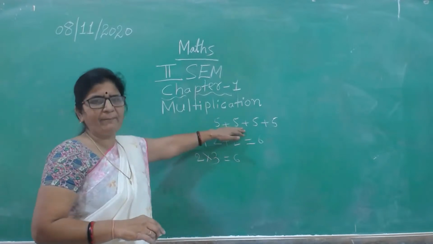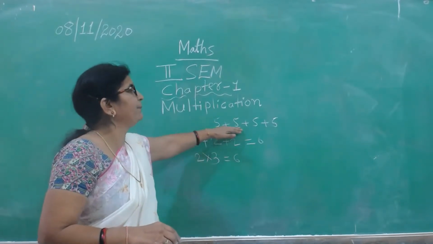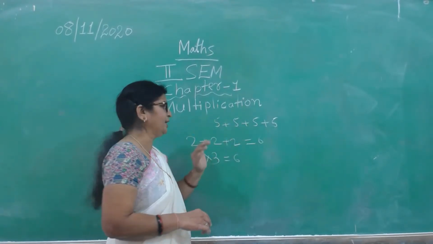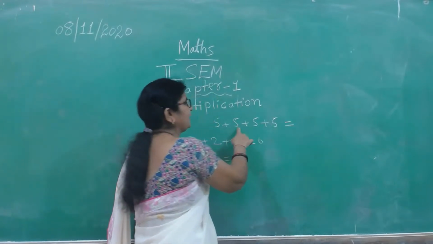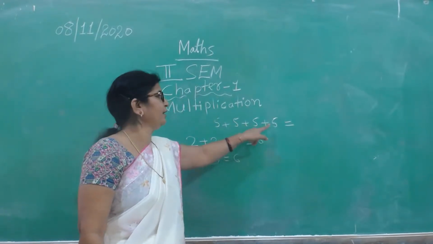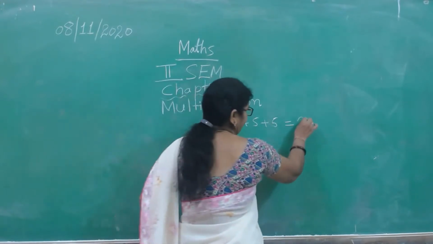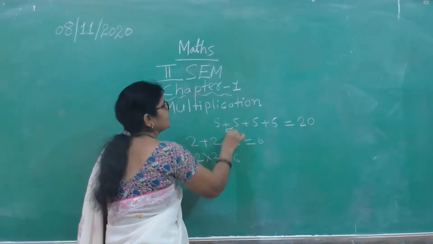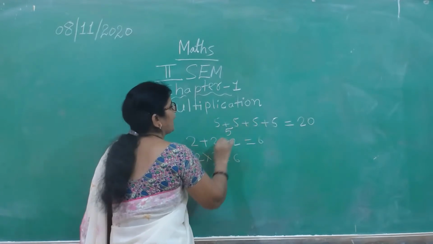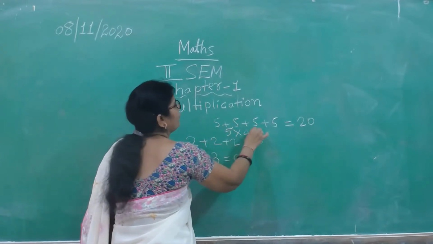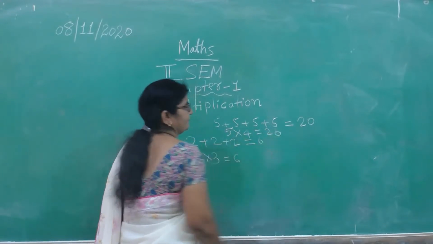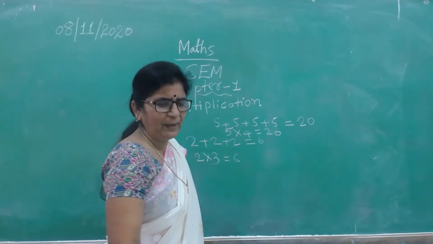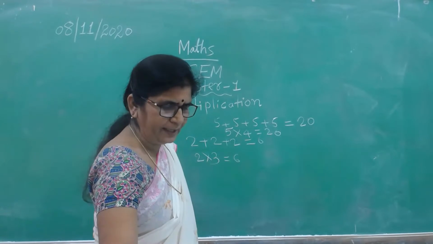Here 5, 5, 5, 5. Just I'm showing an example. This is repeated addition. Multiplication is the repeated addition. Here 5 plus 5 is 10, 10 plus 5 is 15, 15 plus 5 is 20. Now how to write this in multiplication? This 5 is there. How many times? 4 times. It is 5 into 4. 5 4s are 20. Both are related to each other. So here multiplication is repeated addition.